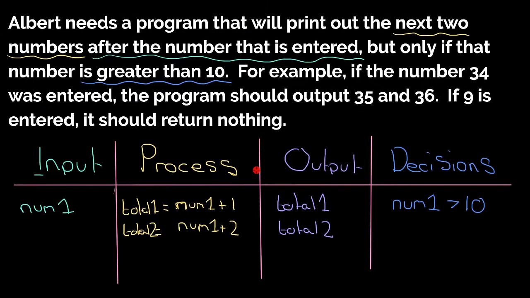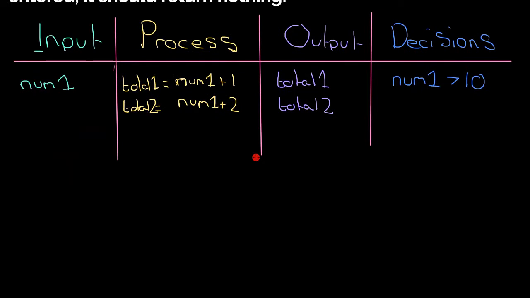Now I need to use that to put it into some code. Once I've figured out all this, I just need to know how to go from the table to the code. So the first thing, input. If I'm doing input, I want num1 equals input, and then an appropriate message here. So let's do just please enter a number.